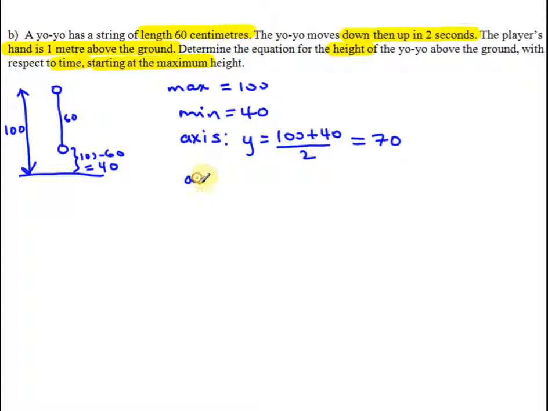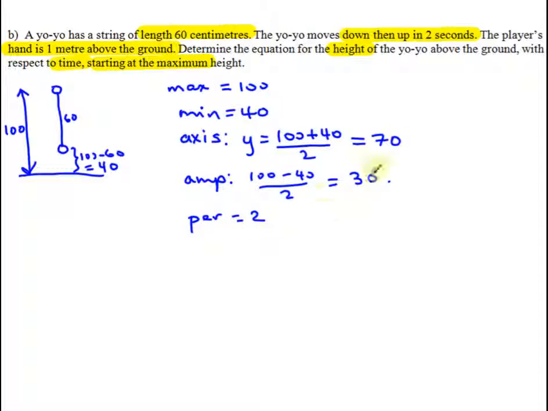Now the amplitude is half the distance between the max and the min. You probably could figure that out: the max is here, the min, it's 60 centimeters in length, so half of that should be 30. Let's actually calculate it to be sure. The amplitude is the max minus the min divided by 2. 100 minus 40 is 60, divided by 2 is indeed 30. And the last characteristic is the period. But they give that to us directly because they tell us it goes down, then back up, so 1 full cycle in 2 seconds. So the period here is 2 seconds.